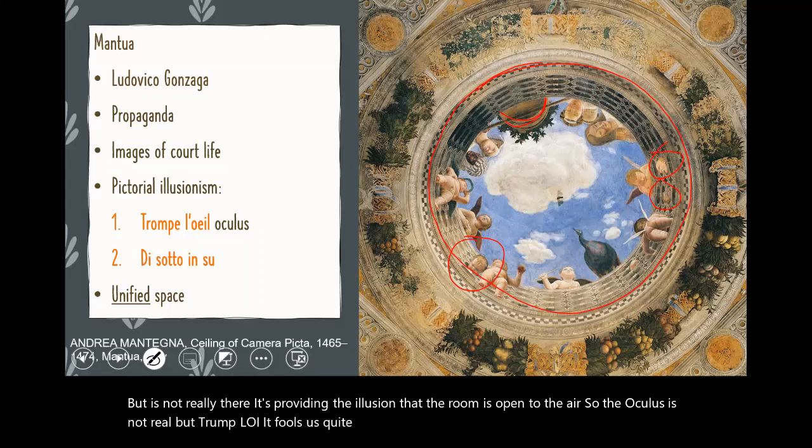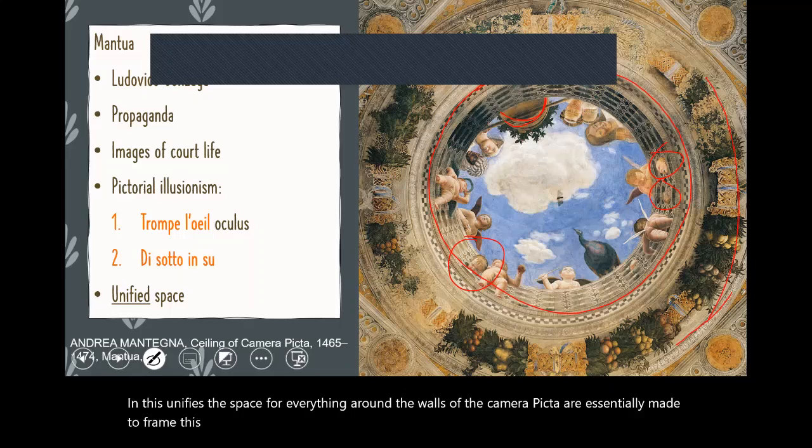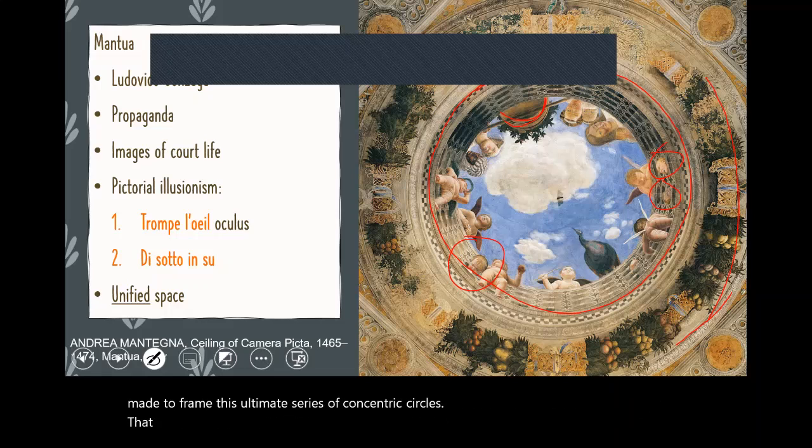And more specifically, it is di sotto in su. So we are positioned beneath it literally, but also illusionistically, as if we can look up through it. And this unifies the space where everything around the walls of the camera picta are essentially made to frame this ultimate series of concentric circles that are the centerpiece of the entire room.